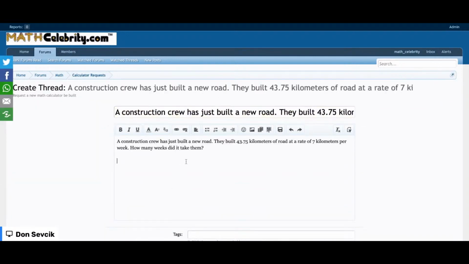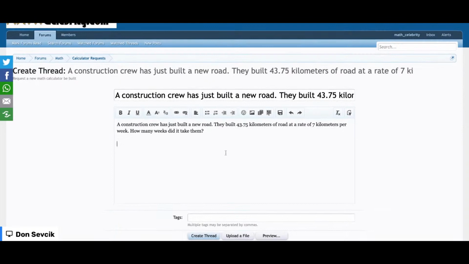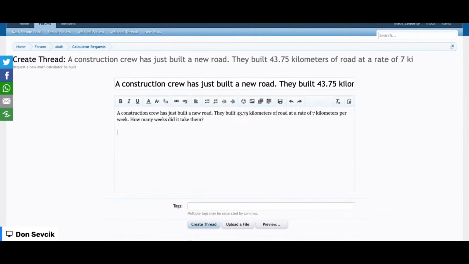Let's get it started. A construction crew has just built a new road. They built 43.75 kilometers of road at a rate of 7 kilometers per week. How many weeks did it take them? Okay, weeks.